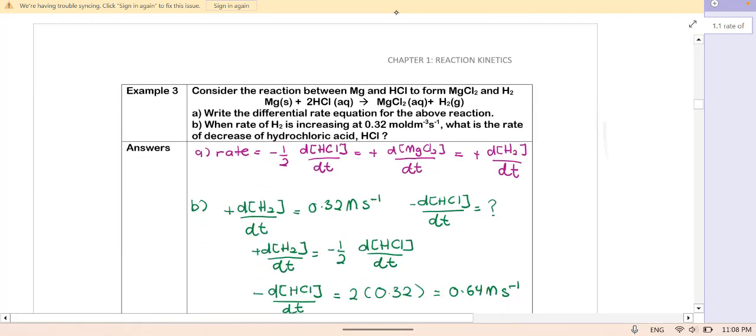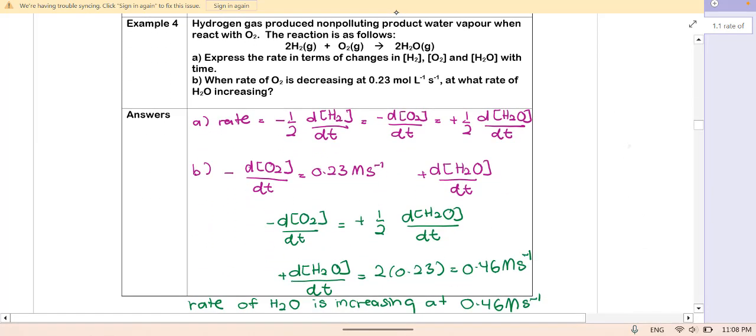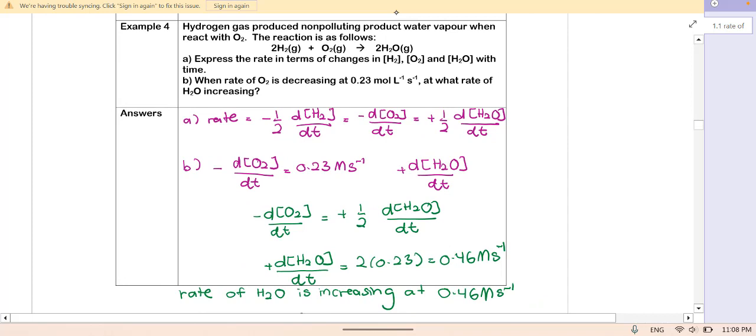Okay, for example number 3, you can do this one by yourself. So this is the answer. And for example number 4, you can also do this one by yourself. For question A, express the rate in terms of change in concentration of H2O2 and water with time. So this is actually what you want to write down. The question asks you to write down the differential rate equation.